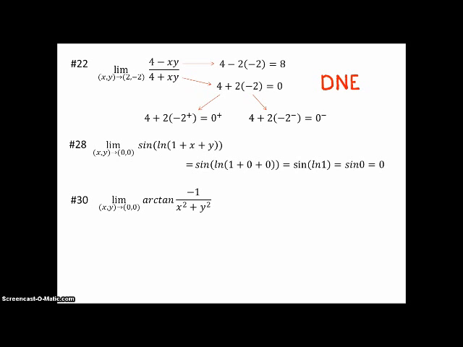Evaluate the limit as (x,y) approaches (0,0) of arctangent of negative 1 over x squared plus y squared. Okay, now we do have a little problem in the denominator. However, as x and y approach 0, even if they approach from the left or the right, you're always going to end up with 0 plus in the denominator. So that fraction is going to approach negative infinity. And if you look at a graph of the arctangent, as the value of arctangent approaches negative infinity, the arctangent approaches that bottom asymptote, which is at negative pi over 2.